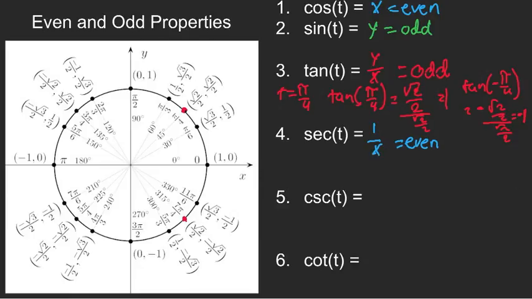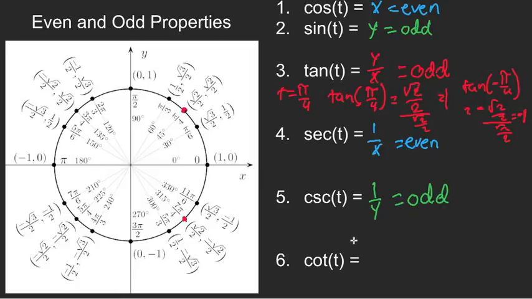And now we can look at the cosecant function, which equals 1 over y. And again, we know that y is an odd function. So when we take the reciprocal of this function, it is going to stay odd as well, because taking the reciprocal will not change whether the values are negative or positive.